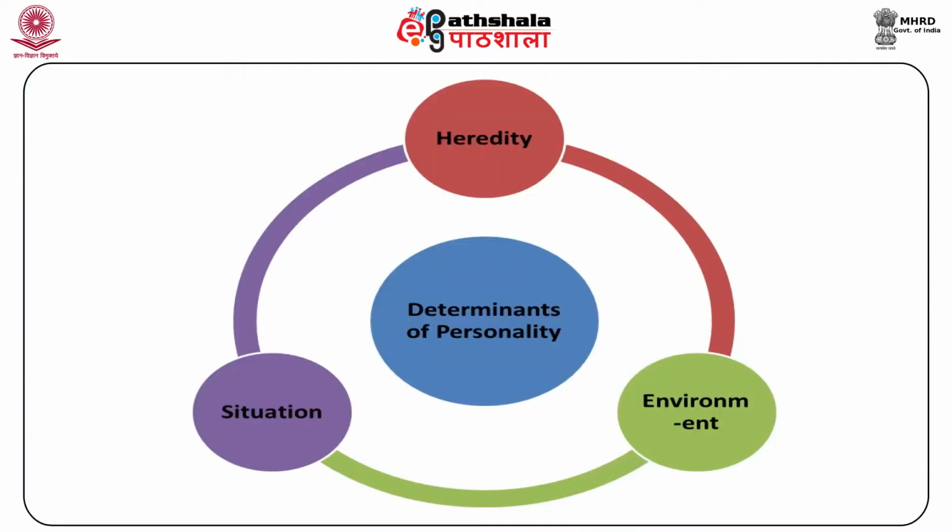The next determinant is environment. Environment refers to the sum total of factors like the culture one is raised in, the norms and values in the family, friends, relations, other social groups, and other experiences. Norms and values in the family are passed on from generation to generation. Personality is affected strongly by environmental factors.